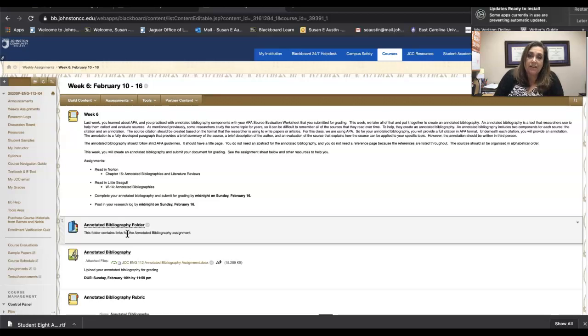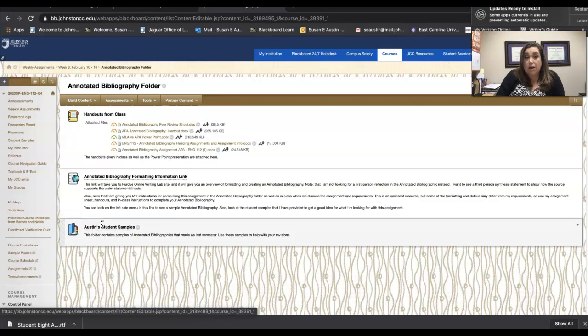Annotated bibliographies are very technical types of writing, so I've tried to give you a lot of different angles to this so that you'll be successful and hopefully you won't have any questions. Of course, if you do, please email me, but I've tried to think of different questions that you may have and different obstacles you may face with this assignment. I'm hoping that with last week's worksheet, things are a little bit more clear and you understand the expectations for this bigger major writing assignment, which is the annotated bibliography. So we're going to start here with the annotated bibliography folder.